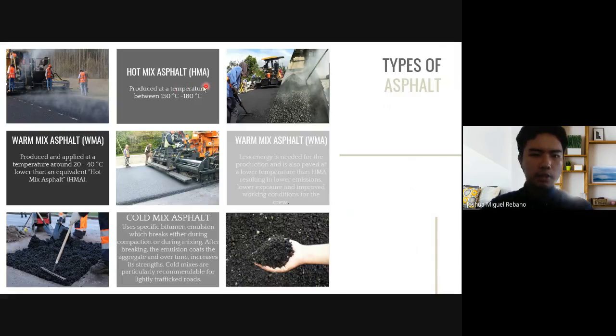So types of asphalt. These types of asphalt are mainly named after the temperatures at which they are manufactured and used. First, we have hot mix asphalt, produced at a temperature between 150 to 180 degrees Celsius, as we can see here in these pictures. We have warm mix asphalt, which is produced at 20 to 40 degrees temperature, and the cold mix asphalt, which is not heated but uses specific bitumen emulsion, which breaks either during compaction or during mixing.